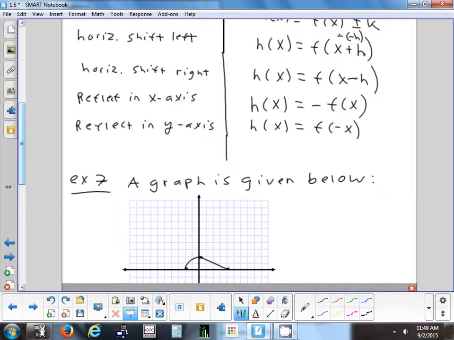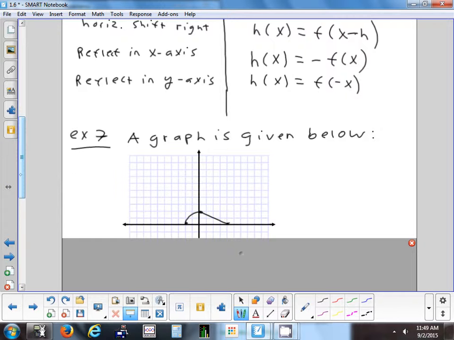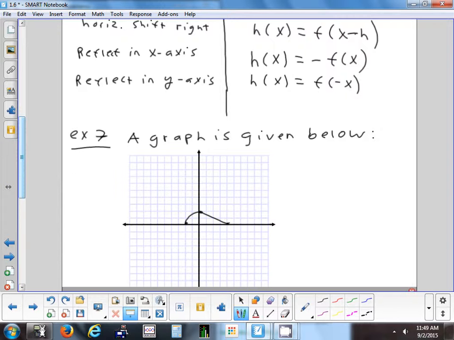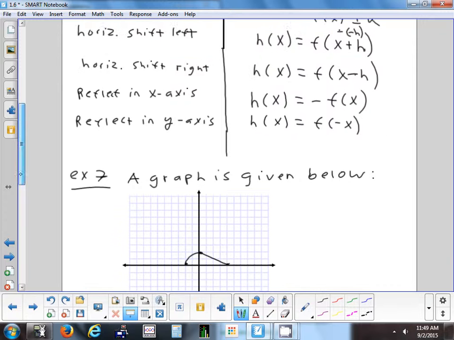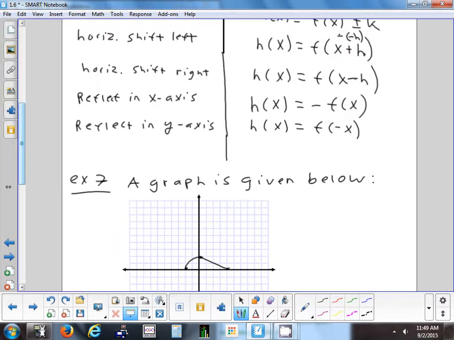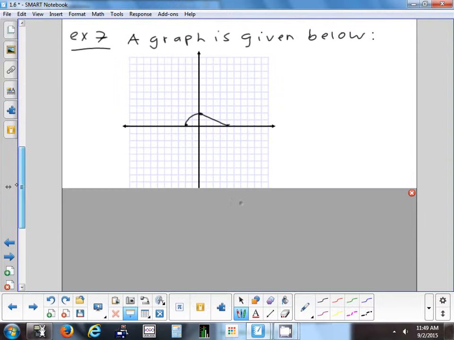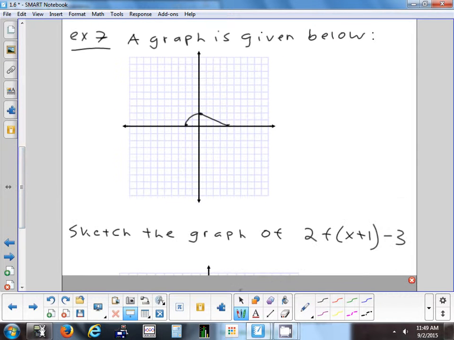So here's a graph. We don't have a formula for it. All we have is a picture. In this case, they're going to ask me to transform this graph. Does everybody have what's up above? All right, so let's see if we really understand what's up above. So we're taking this function, and to make it a little quicker, let's just go.